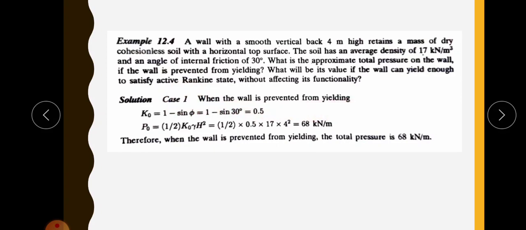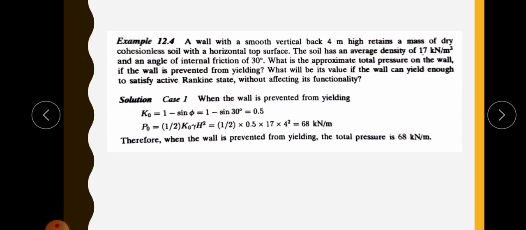In the second case, if the wall can yield enough to satisfy the active state, the soil is in active condition. Okay, so that is the procedure. So case 1, since it is in at rest condition, we have to calculate the coefficient of earth pressure at rest. So it is 1 minus sin phi. Phi is given as 30 degrees, so 1 minus sin 30, it is 0.5.